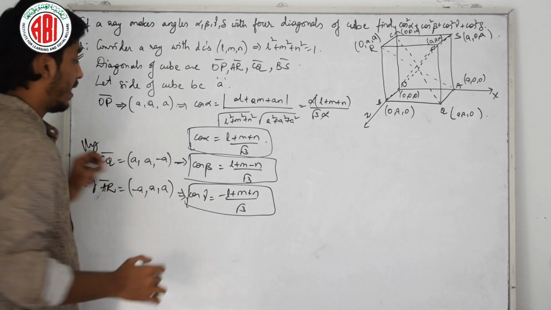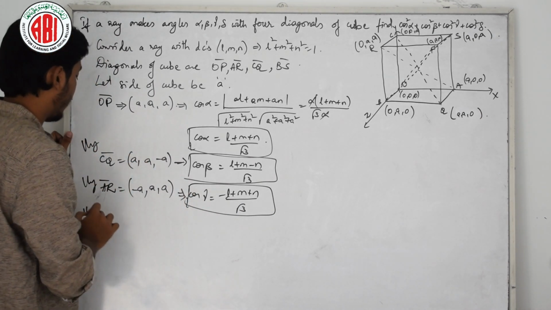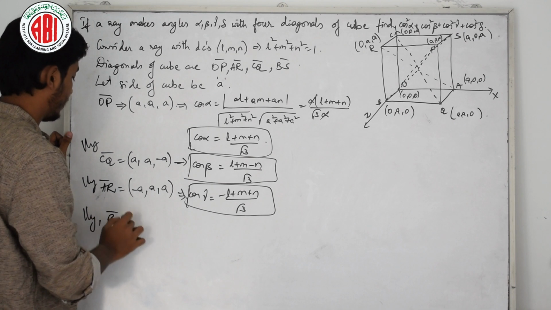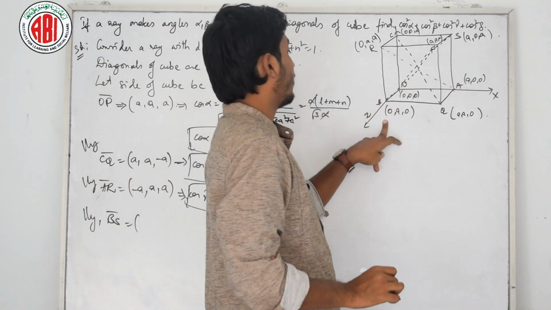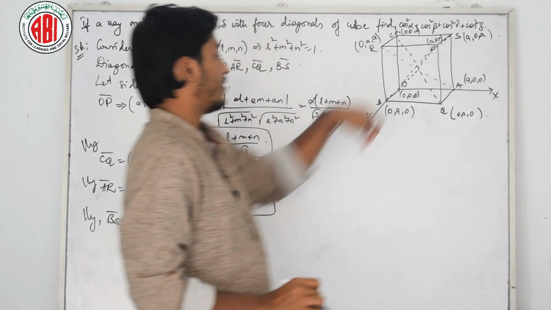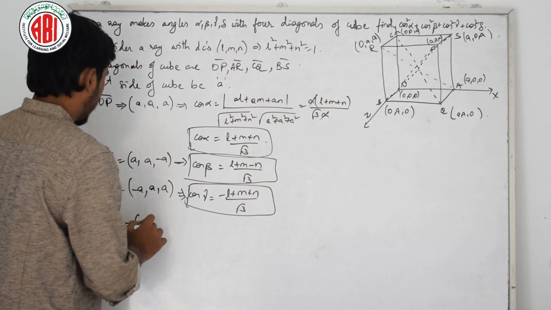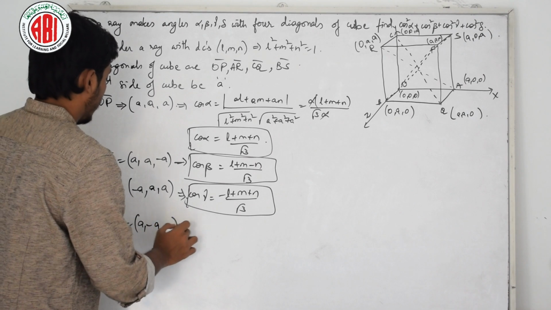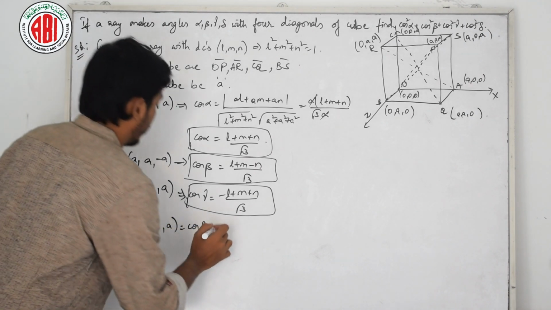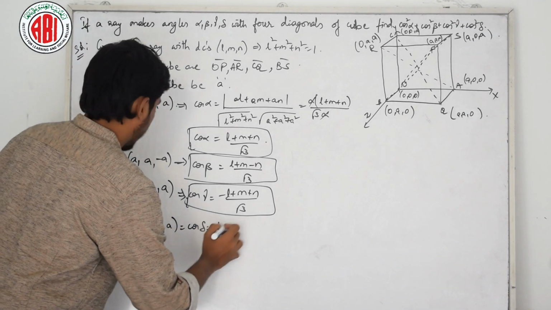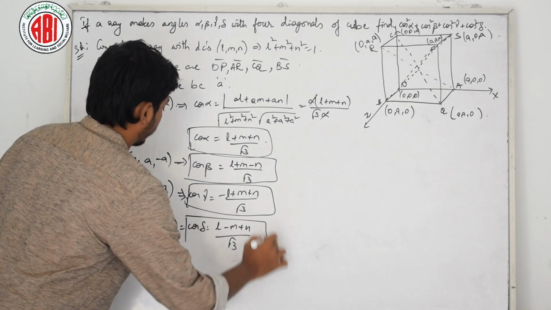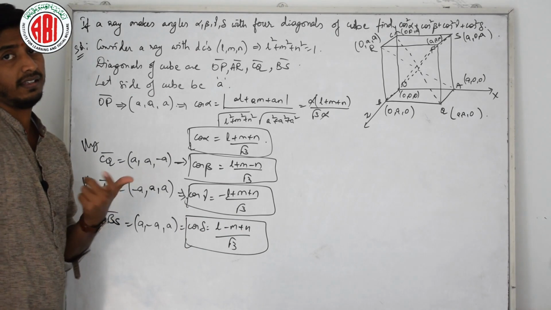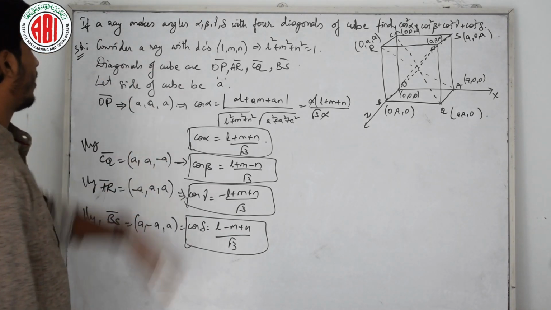is it okay? And finally, similarly one more thing is BS, where is B? BS, A minus 0 is A, 0 minus A is minus A, minus 0 is A, that is A, minus A, that is cos delta is equal to (L minus M plus N) by root 3, is it right? Yes or no? Now let us square everything.